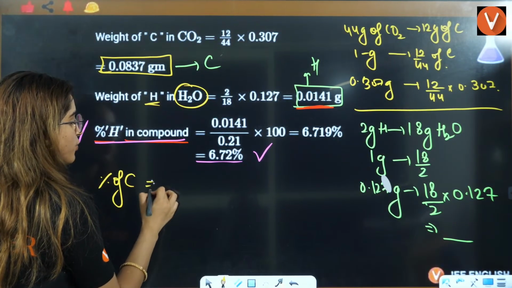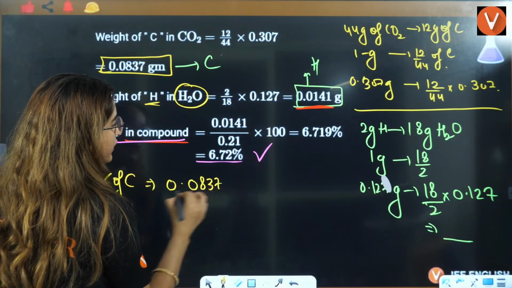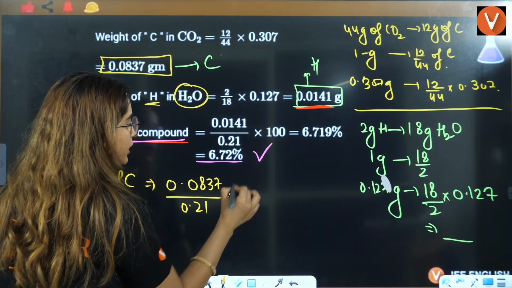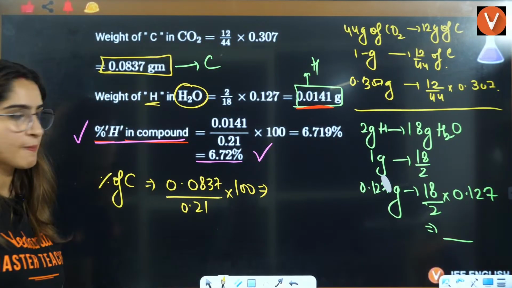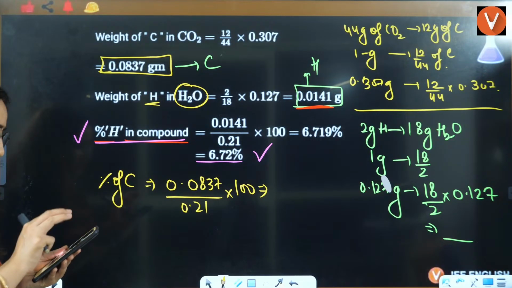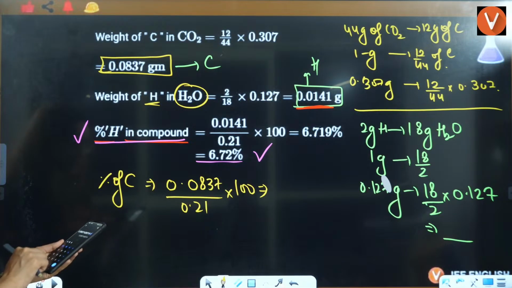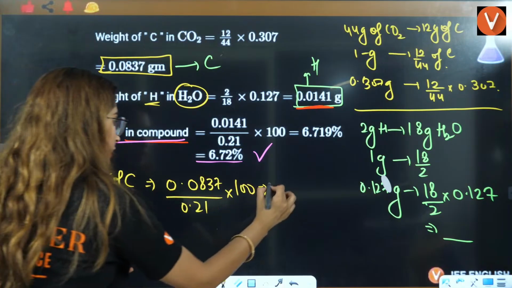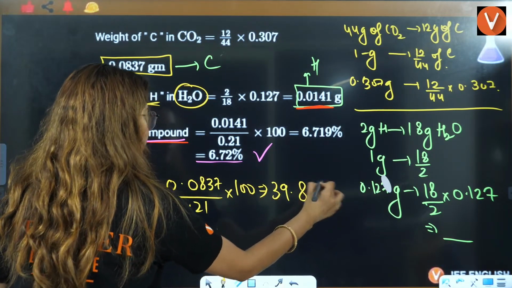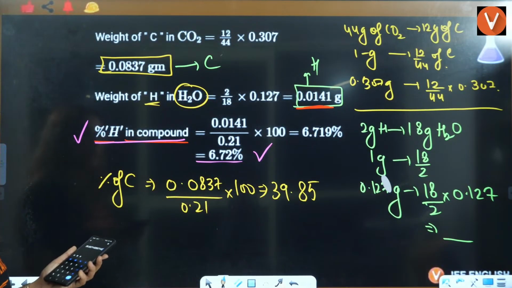of carbon is going to be 0.0837 divided by 0.21 multiplied by 100. Calculate this, guys. What is the answer that you are getting here? 0.0837 divided by 0.21, multiplied by 100. That is going to be 39.85, right? So this is going to be the percentage of carbon here.